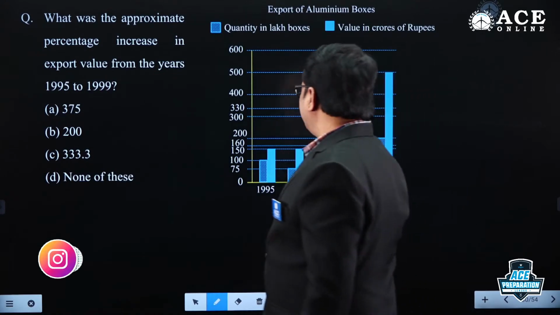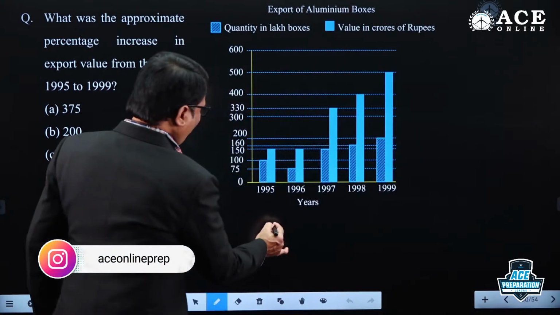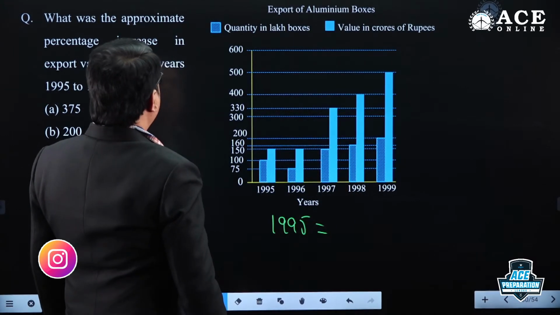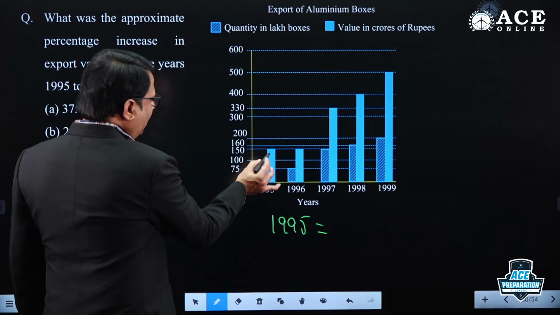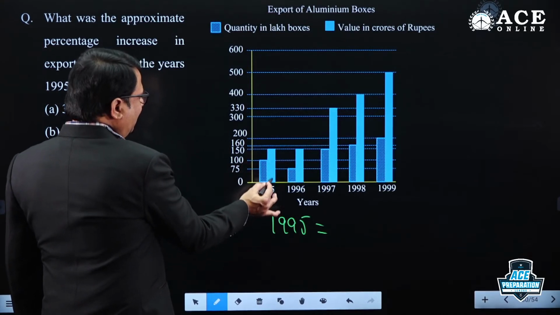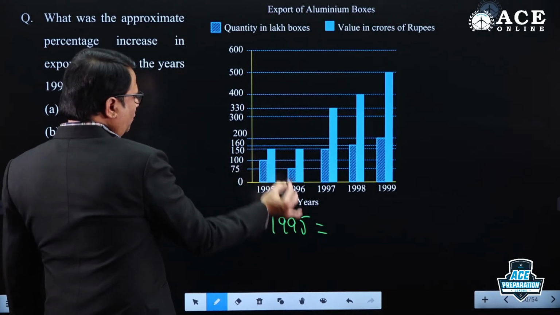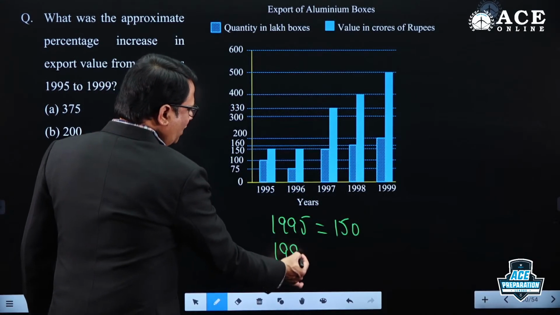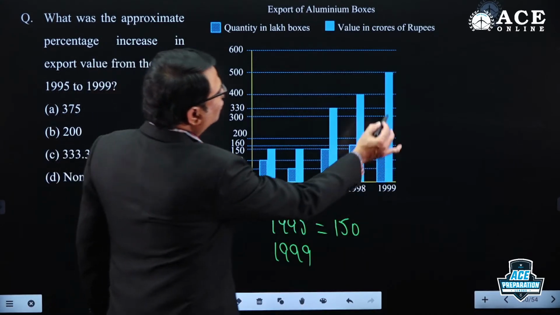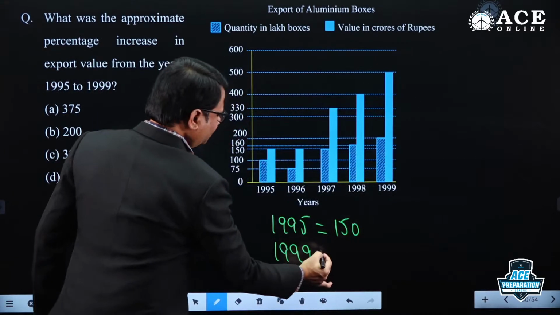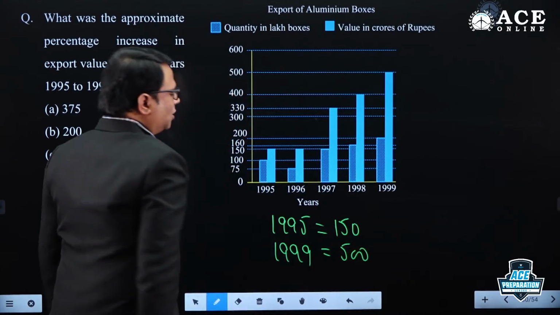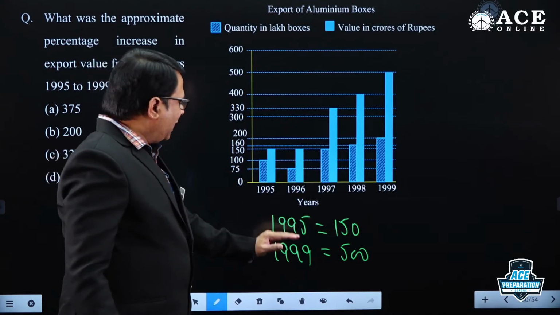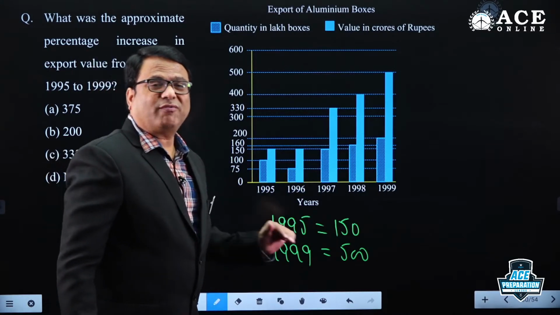Now in 1995, what is the value of exports? You can see here, 150. Then in 1999, what is the value of exports? 500. So in 1995, the value of exports was 150, and in 1999, the value of exports was 500.